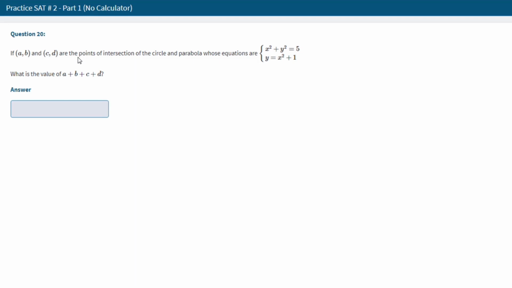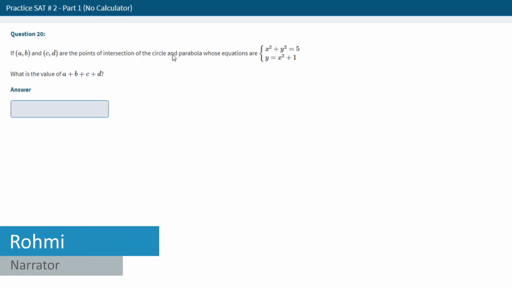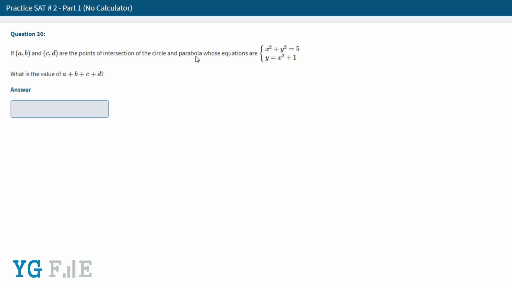If A, B, and C, D are the points of intersection of the circle x squared plus y squared equals 5 and parabola y equals x squared plus 1, we are asked to find the value of A plus B plus C plus D. Usually to solve this system of equations, we use the substitution method by substituting the value of y from the second equation into the first equation.